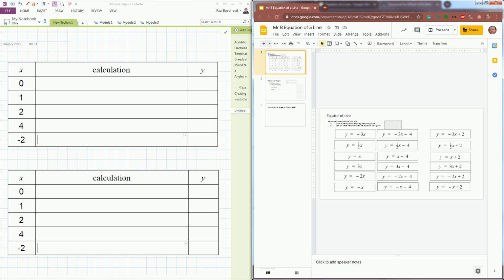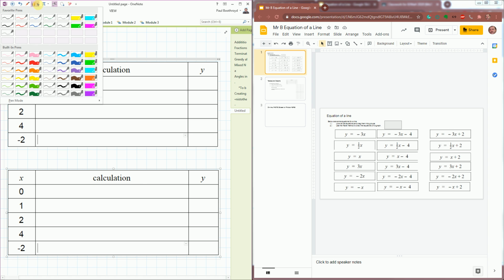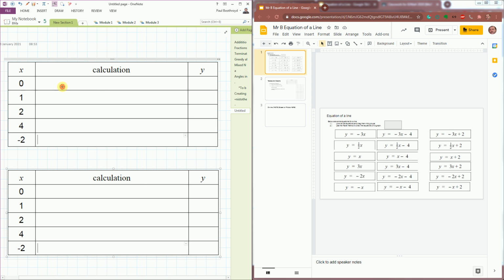Yes, you'll have to use GeoGebra for your graphing as well then, Sabia. Okay, so what we need to do is, first of all, with each of these, make sure you put down what equation you're doing. So the equation for this first one, I'm going to do the -2x plus 2. So y equals -2x and add 2 to it.